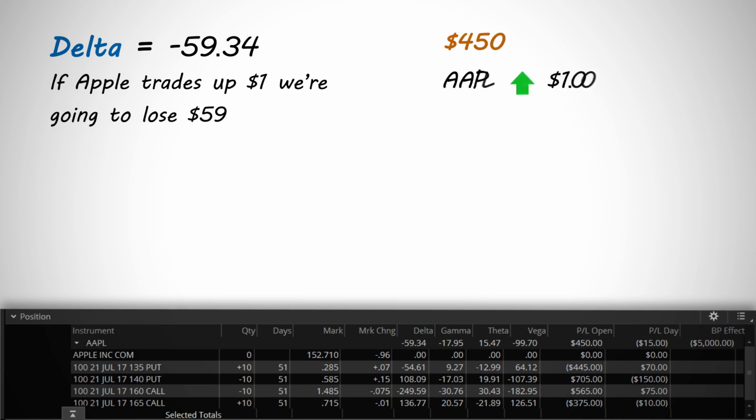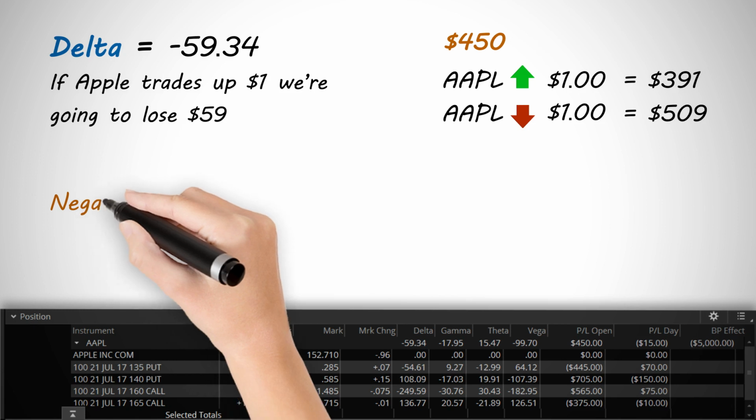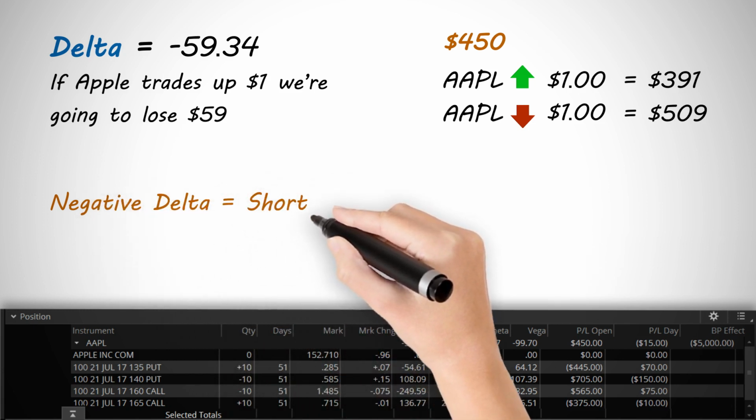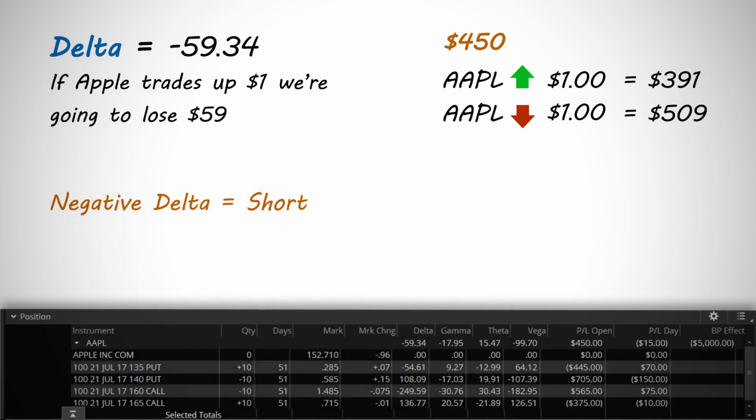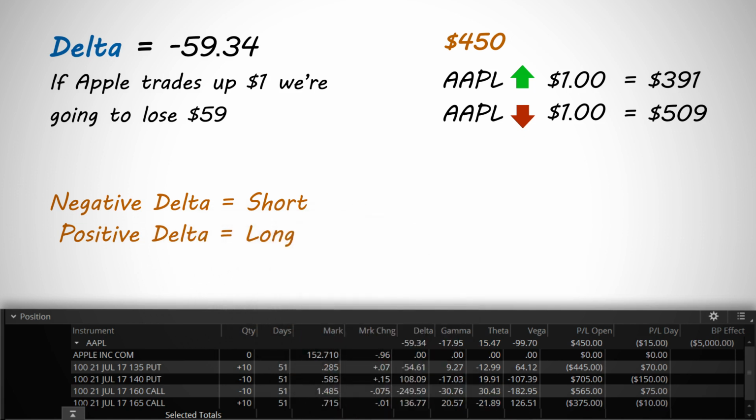We've already made a profit of $450. So if the stock traded up $1, it would reduce our profit to only $391. However, if Apple trades down $1, then our profit will go up to $509. Because we have a negative delta, this tells us that our weighted average of the Apple positions is short and that we make money when the stock goes down. If we had a positive delta, then we would be long and make money when the stock traded up.